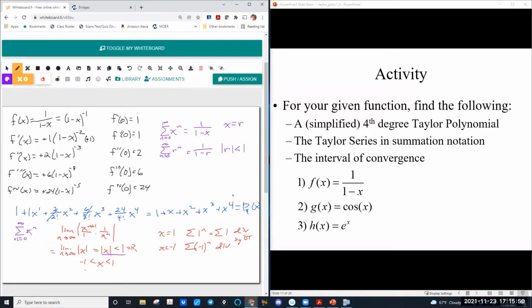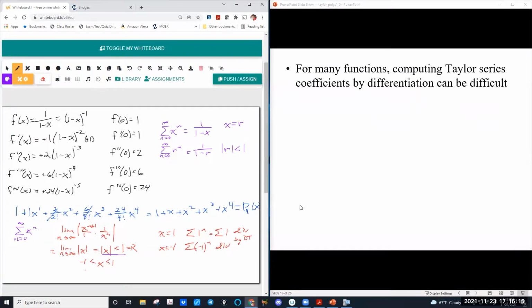But before we go into that, any questions about this first one? Okay, we need that foundation to go and do some of the other stuff we're going to do. Now, let's talk about using a known Taylor series to find a more complicated Taylor series.